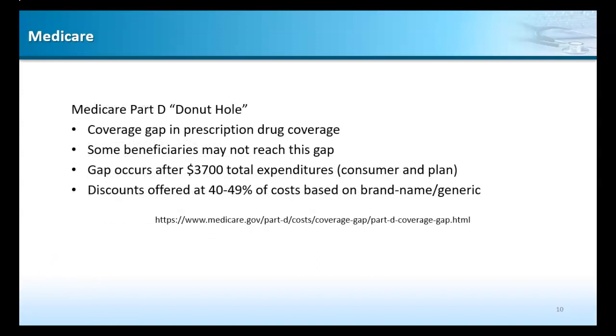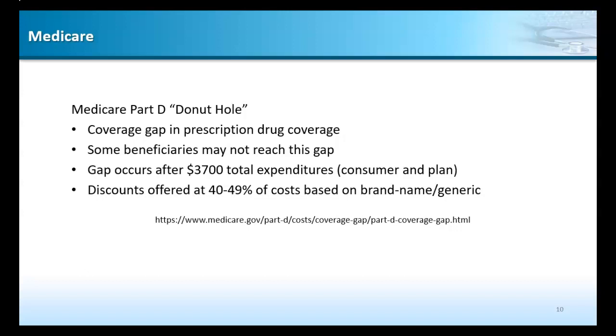There's also something known as Medicare Part D, which, as you remember, is your prescription drug coverage. It has what's called a donut hole, which is actually a gap in the amount that's covered for prescription drugs. There's a certain amount that's covered, and once you get to that amount, no more is covered under your prescription drug cost. Now, it's important to note that some Medicare beneficiaries may never reach their gap, but a gap can occur.